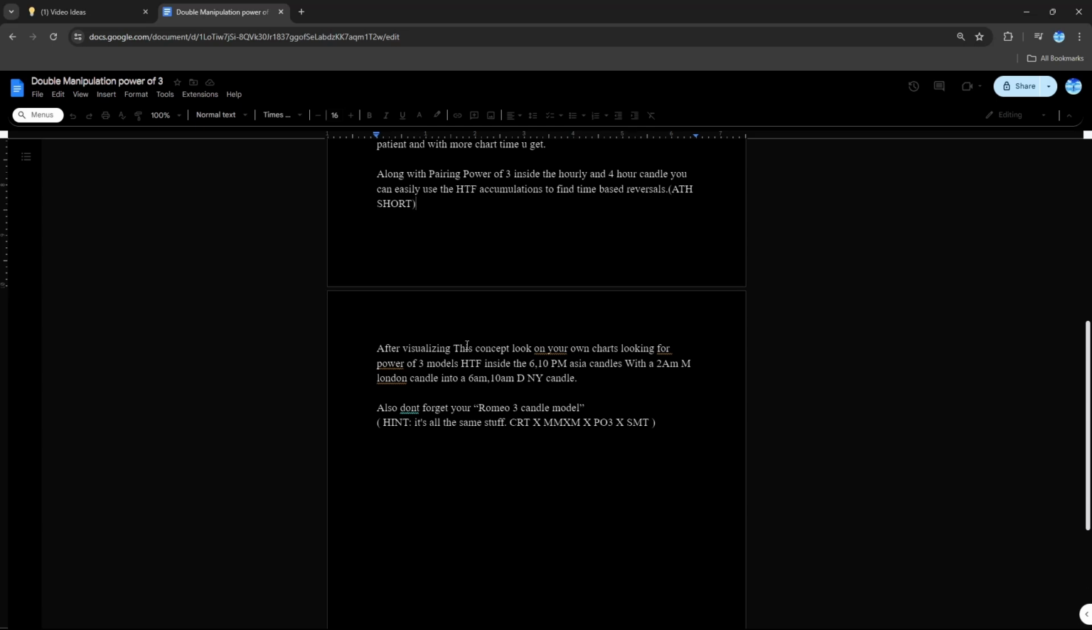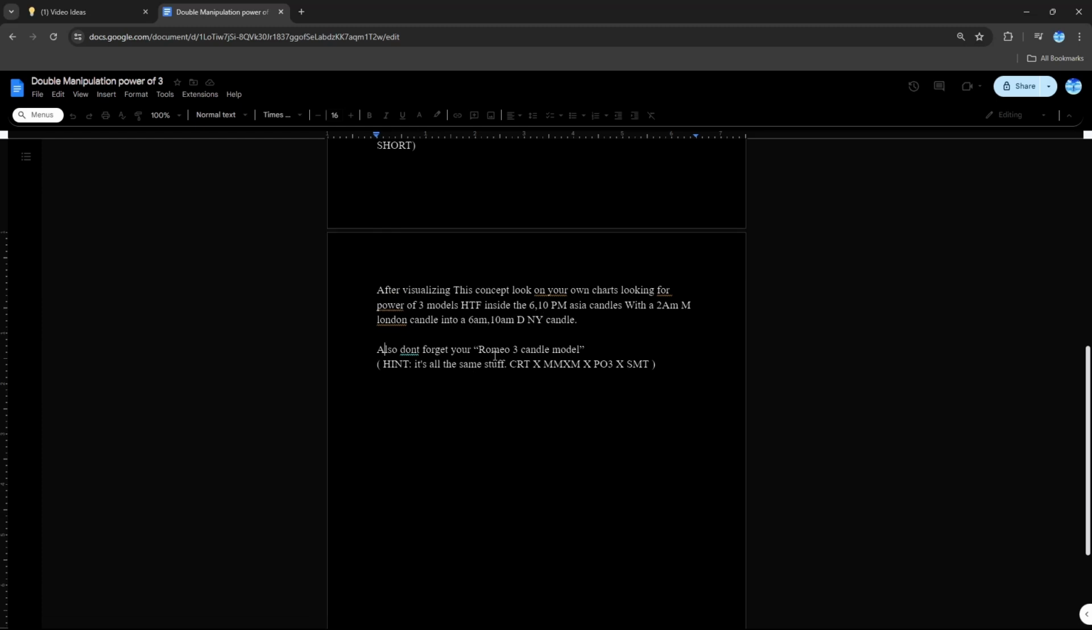We're going to visualize this concept and also look on your own chart for power of 3 models inside the 6 and 10 p.m. Asian candles with your 2 a.m. London candle into a 6 a.m. and 10 a.m. New York distribution candle. We're going to also remember our Romeo 3 candle model, as well as CRT, market maker models, like our SMTs. It's all the same stuff inside, higher time frame to lower time frame. Let's get into the chart.